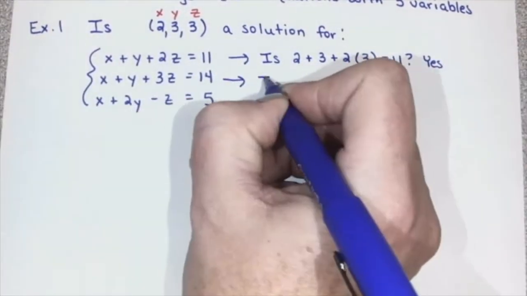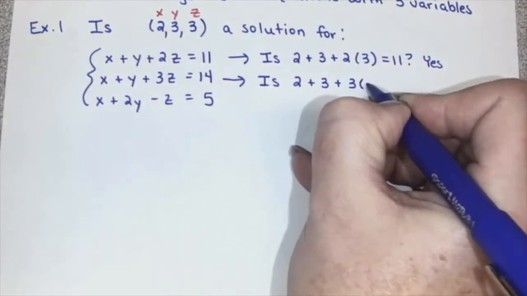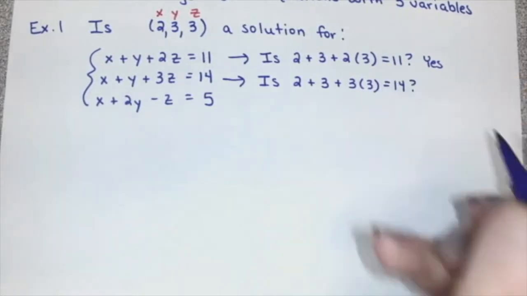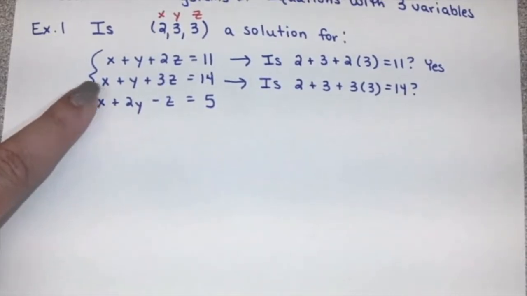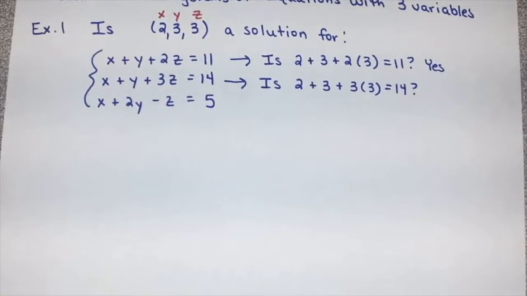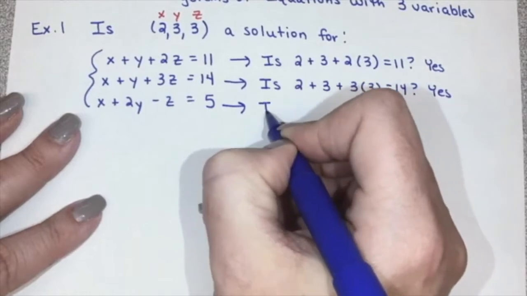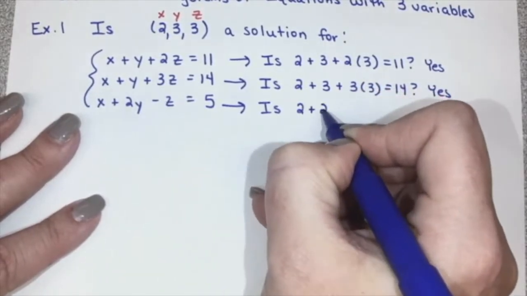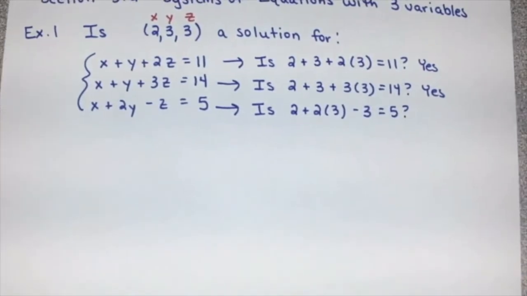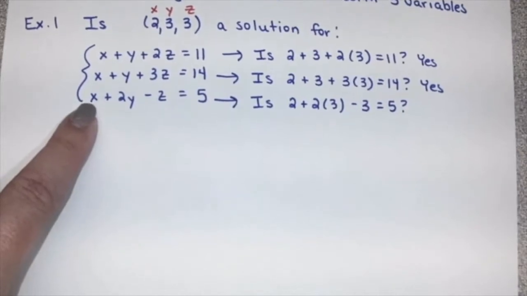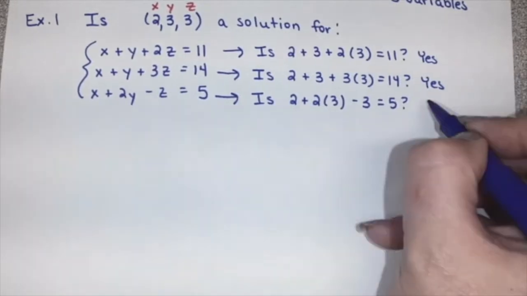So let's check the second one, because for it to be a solution, it's going to have to work for all of them. So is 2 plus 3 times 3 equal to 14? Notice, all I'm doing is taking this second equation and plugging in 2, 3, and 3. So I get 3 times 3, which is 9, plus 2 plus 3. So that works also. So lastly, let's check the last one. Is 2 plus 2 times 3 minus 3 equal to 5? Notice I'm using this equation this time. So 2 times 3 is 6. 2 plus 6 is 8. Minus 3 is 5. That one works too.